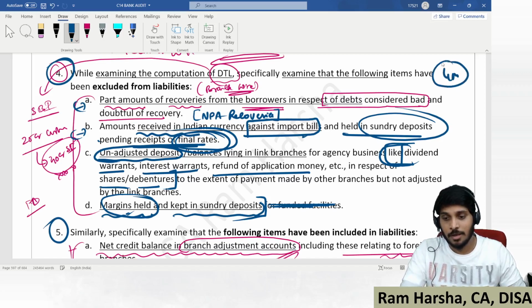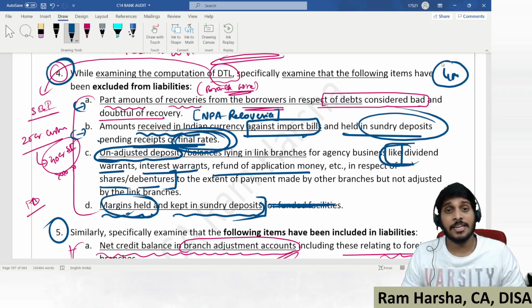a 4 marks question. While conducting audit of SLR CRR, the auditor has to correctly arrive at net demand and time liability balances branch wise.